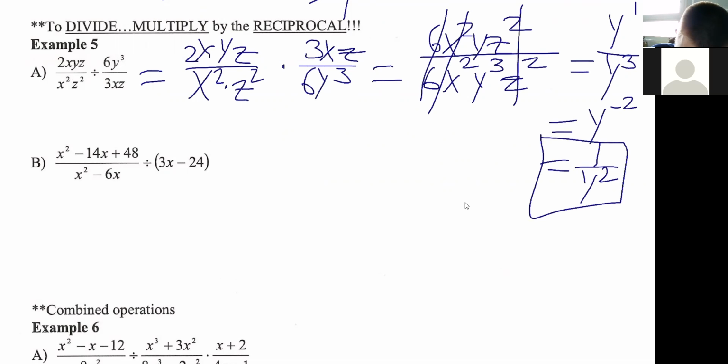I don't know if this is great advice, but anytime you have powers, you always kind of want to subtract from the bigger. So if you have more on the bottom, take the top away from the bottom. Or if you have more on the top, take the bottom away from the top.